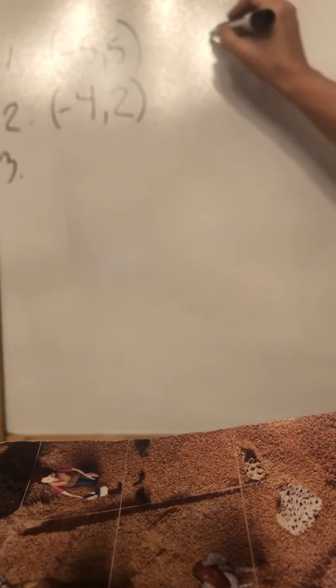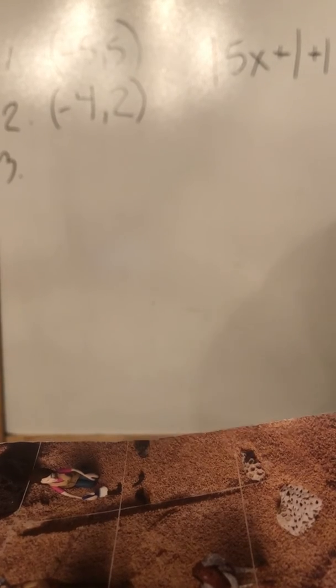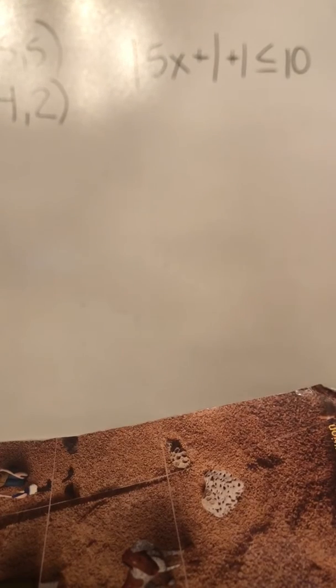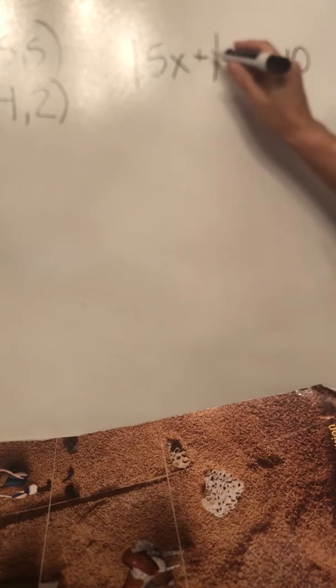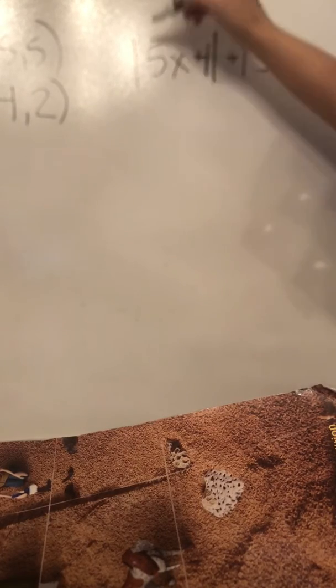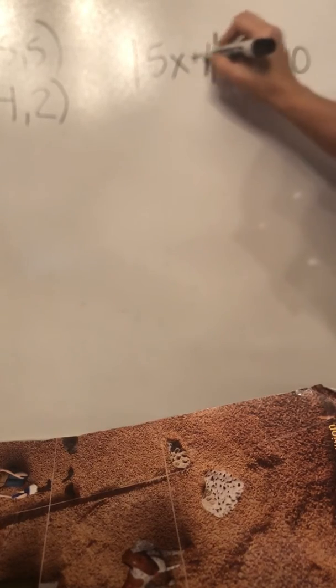Example 3 says solve the absolute value of 5x plus 1, plus 1, is less than or equal to 10. Make sure that's showing up on the video, and it's not. There we go. The first thing you're going to do to solve this is, wait, hang on, plus 1. There we go. And these are our absolute values right here. That should not look like a 4, but it is looking like a 4. Let's fix it. There we go.